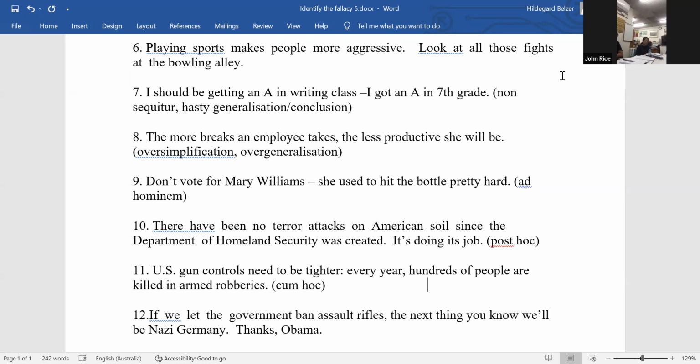And in a sense, you could say there's a cum hoc element here. That they're focusing on this and saying that's happening. At the same time, lots of people are being killed in armed robberies. Therefore, this thing is causing that. So I'd say it's a bit of a combination again of those two elements. There's cherry picking and there's some cum hoc fallacy going on as well.